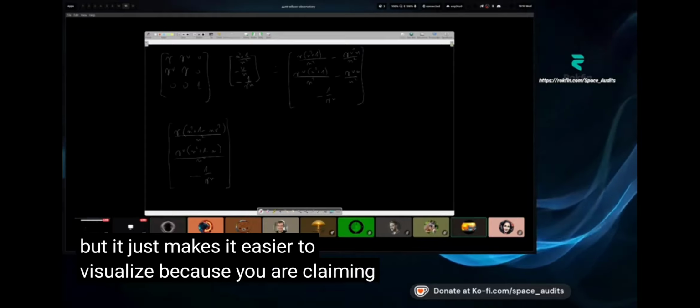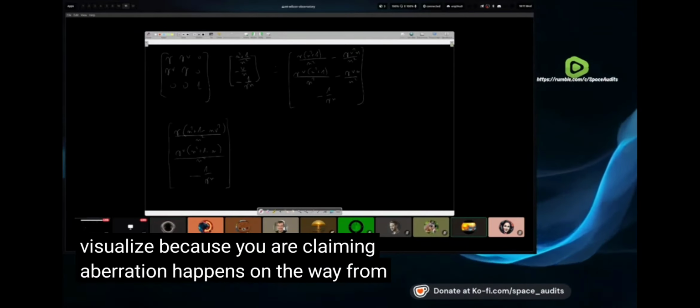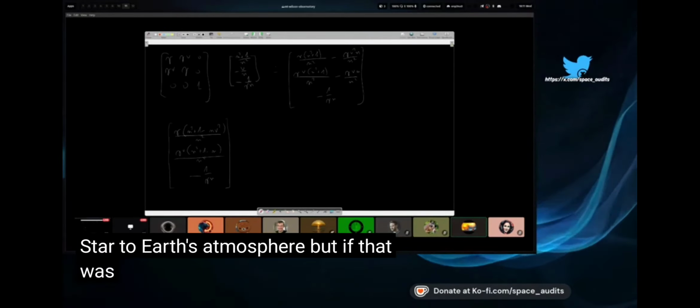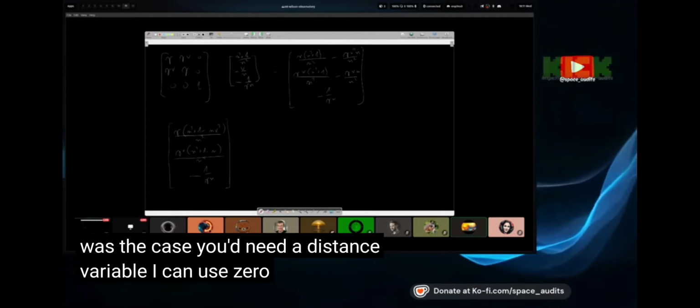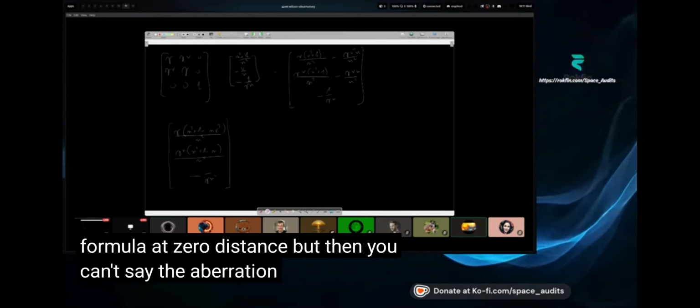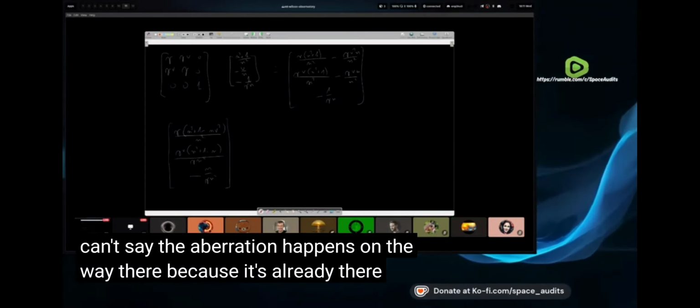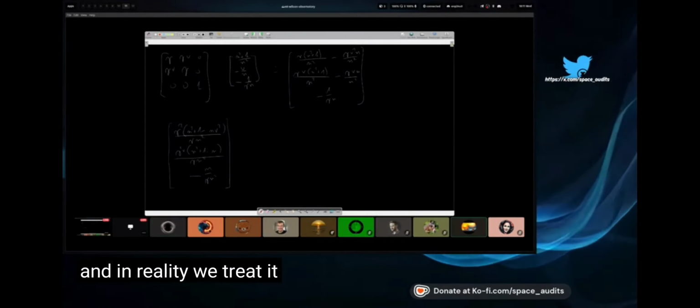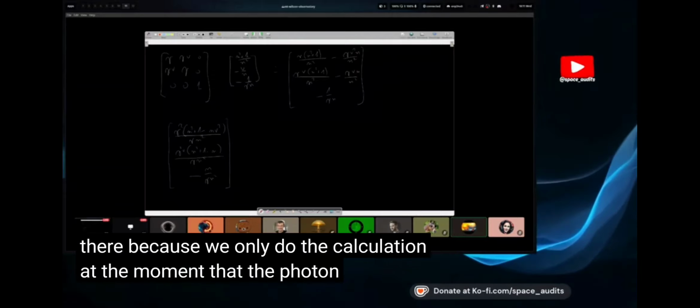Because you are claiming aberration happens on the way from the star to Earth's atmosphere. But if that was the case, you'd need a distance variable. I can use zero distance, and there still is the same formula, but then you can't say the aberration happens on the way there because it's already there. And in reality, we treat it as already there because we only do the calculation at the moment that the photon enters the telescope anyway.